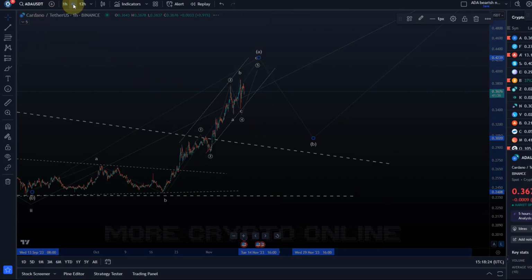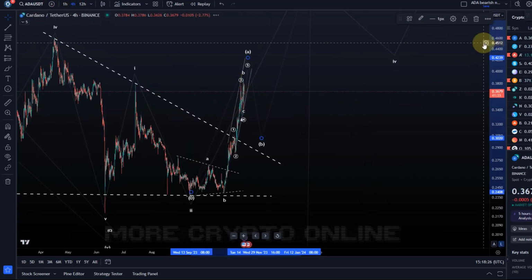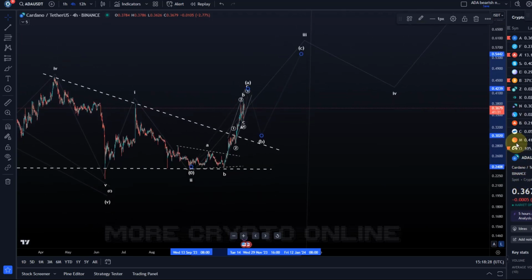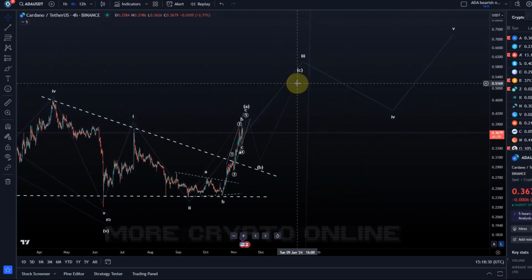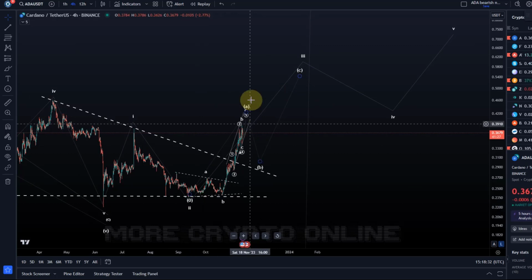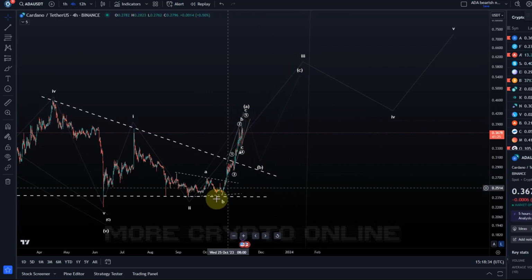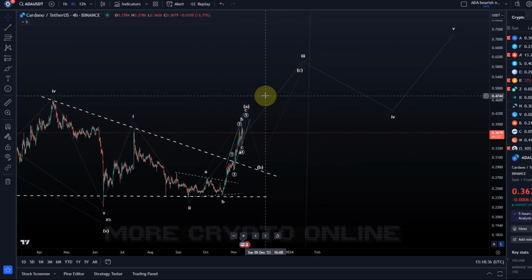The B waves are the most difficult waves to trade because they are the corrective waves within corrections or within diagonals. But basically, if this is an ABC structure, then the B wave is correcting the A wave. So yeah, they are the corrective waves within corrections, and B waves can unfold in various ways. So yeah, that's my update about ADA.